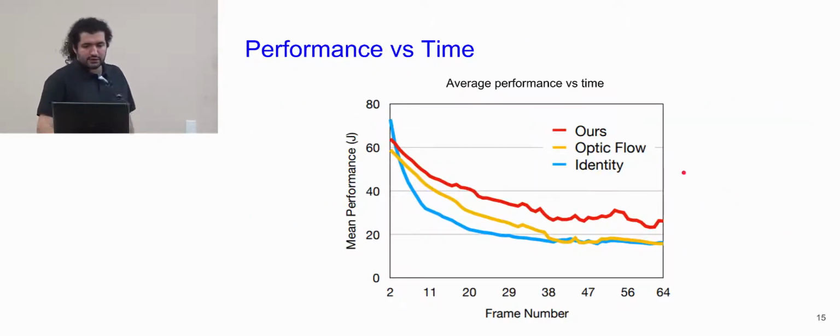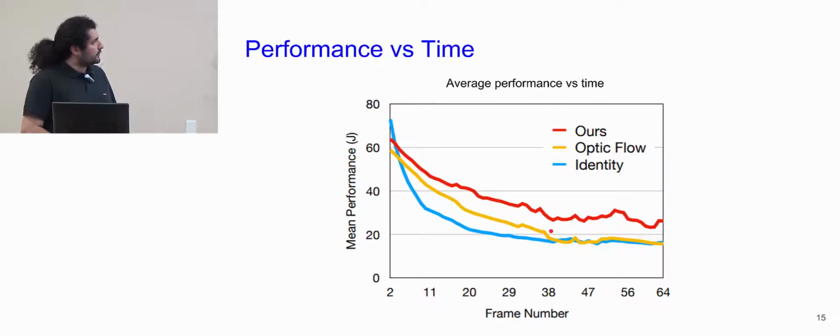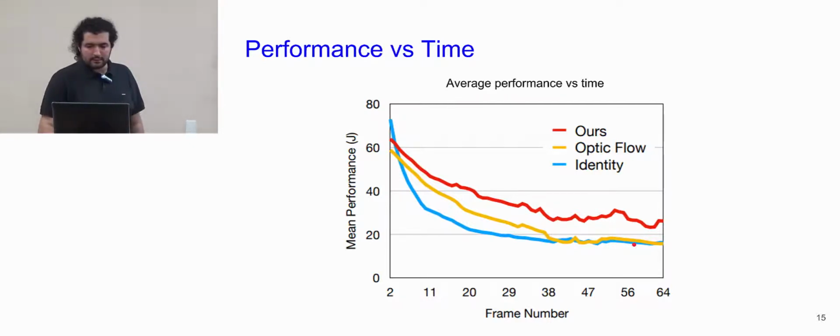This is a performance versus time plot. Their proposed method can easily keep tracking for long videos, and it has better performance than optical flow and identity mapping. After a certain point, the optical flow performance drops to the baseline. It has the same performance as the dummy task, but their method keeps tracking well.